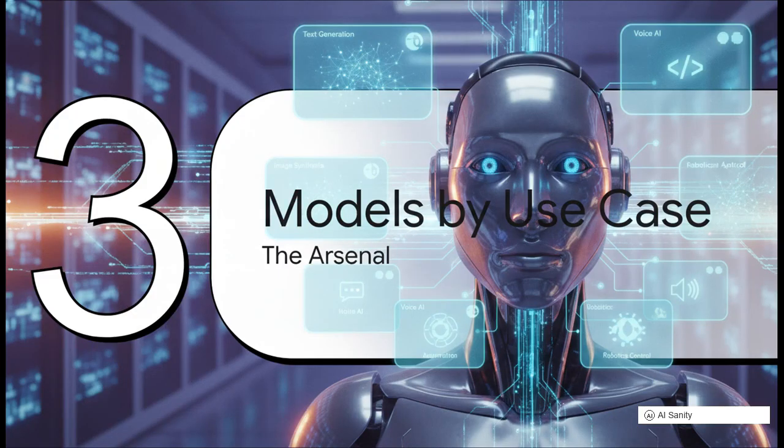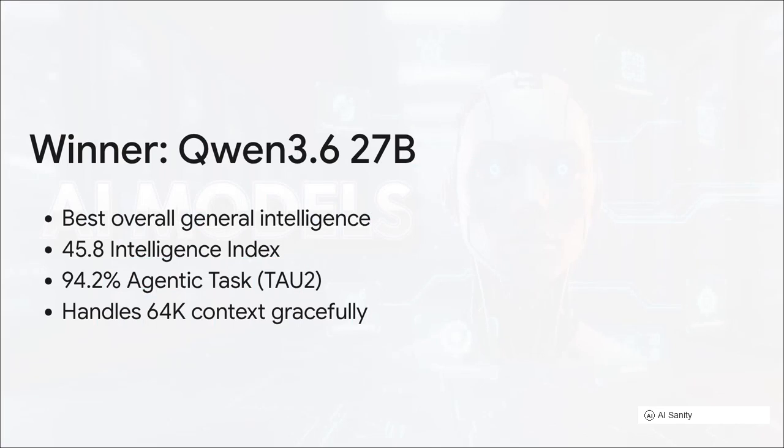Let's look at the arsenal. We are going to look at the specific AI engines you'll actually be deploying. Because here's the thing, one size does not fit all. There is a clear, undisputed winner for different development tasks. For your daily driver, the overall champion is Qwen 3.6 27B. Just look at these benchmark numbers for a second.